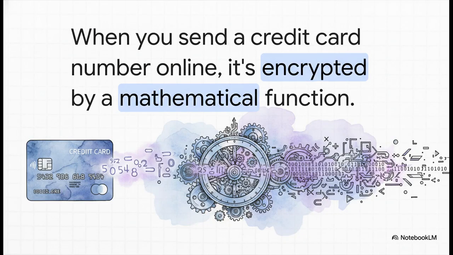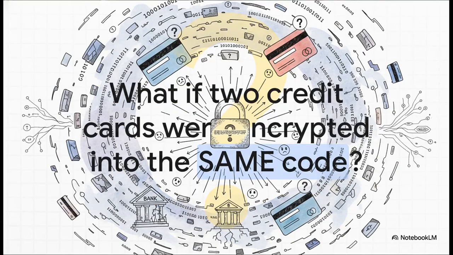Well, the secret sauce is something called encryption. Your info, like that credit card number, gets scrambled into a secret code using a really clever mathematical function. Then, the bank on the other end uses a sort of key function to unscramble it. But for this whole thing to work, it has to avoid one major weakness. Just imagine the chaos. What if my credit card number and your credit card number got scrambled and turned into the exact same secret code? The bank would have no clue who actually bought what. The whole system would just break.